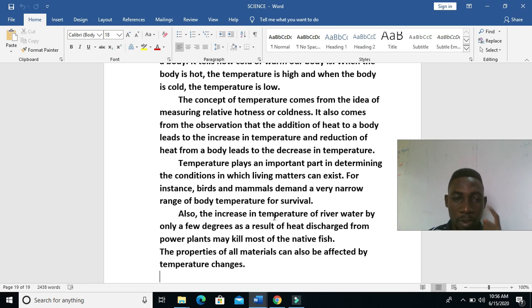So the properties of all materials can also be affected by temperature. Of course, you know that the property of all materials can be affected by temperature changes. For example, when you have your plastic and you increase the temperature, you apply heat, what happens to it? It melts. The property has changed, didn't it? The same thing to ice. When you apply heat to ice, you increase the temperature, what happens? It melts, isn't it? The same thing applies to water. When you boil water, it what? Vaporizes and becomes steam. So almost all materials have their properties affected when there is a change in what?